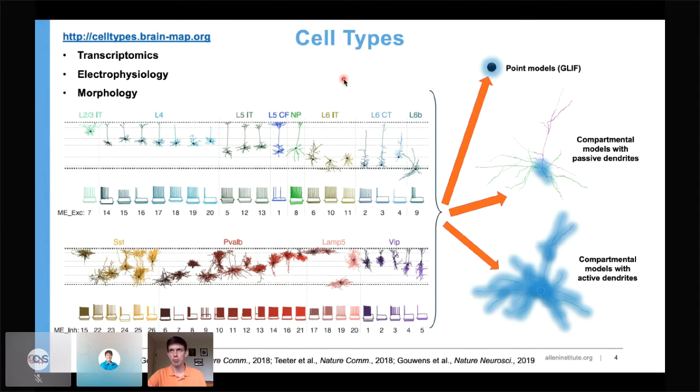Well, the answer will depend a lot on whether we can actually identify those types with other modalities, because we also need to think about connectivity and we also need to think about activity of those cell types. And at this point, the answer was no. Actually, also, at the time that we were building our current model, which was about 3 years ago, these data were not fully available and the analysis was not fully complete.